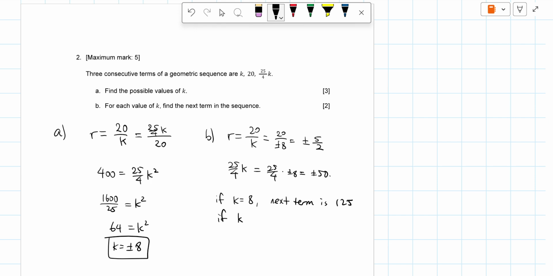If k is negative 8, then my 25 over 4 k is negative 50. The next term is negative 50 multiplied by negative 5 over 2. So that's also 125.